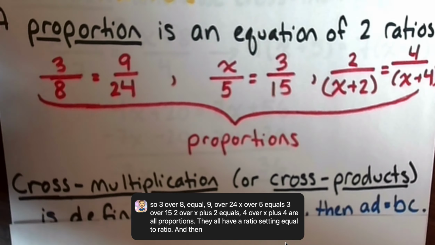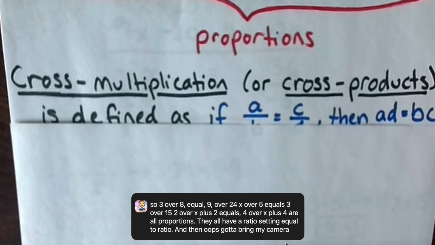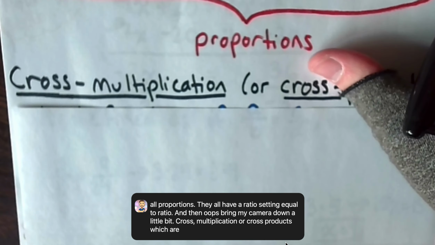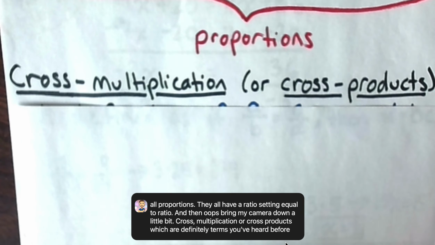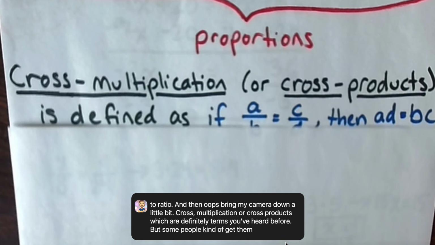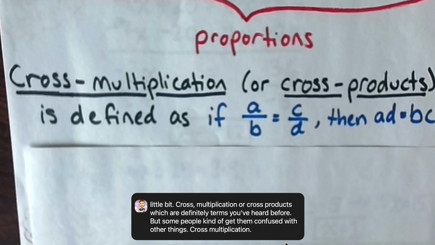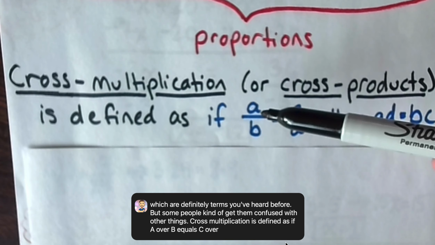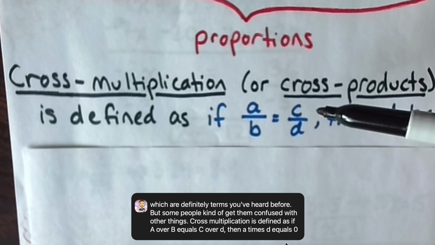Cross multiplication or cross products are definitely terms you've heard before, but some people get them confused with other things. Cross multiplication is defined as: if A over B equals C over D, then A times D equals B times C.